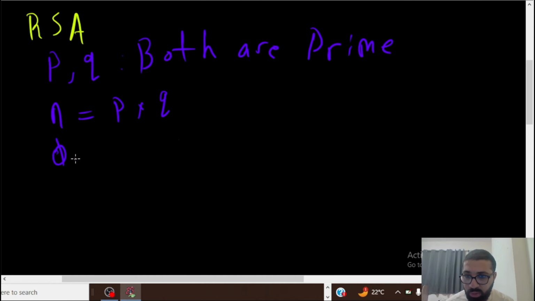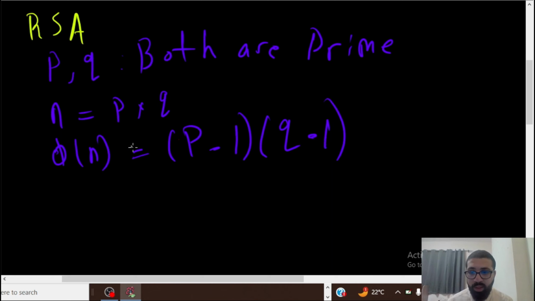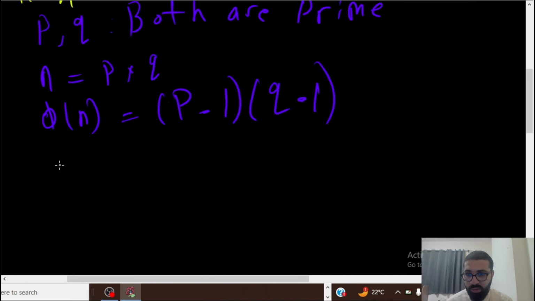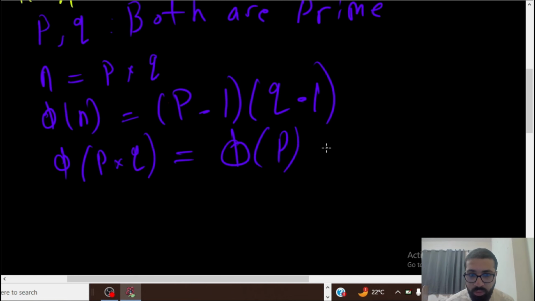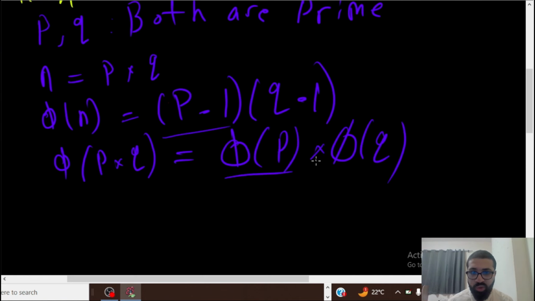Now we take the totient of n, which is also equal to (P minus 1)(Q minus 1). This is also due to the totient property that says the totient of P times Q can also be the totient of P times the totient of Q, where the totient of P is equal to P minus 1, and the totient of Q is also equal to Q minus 1.